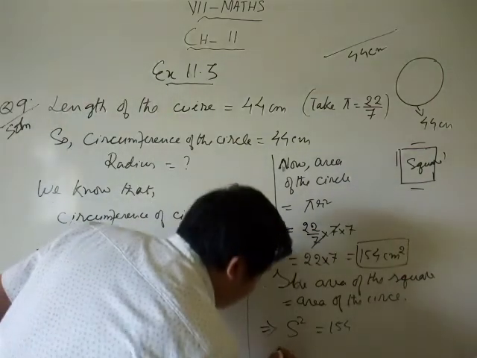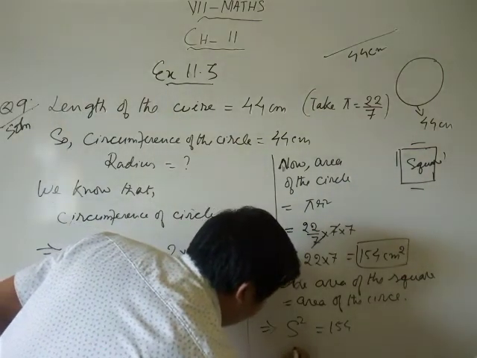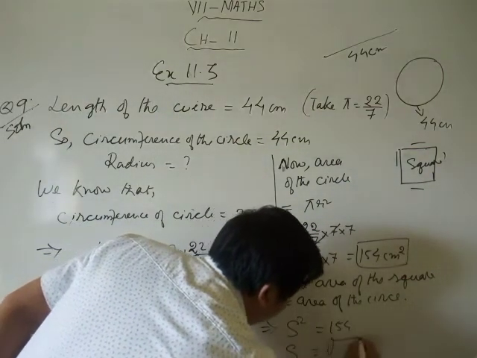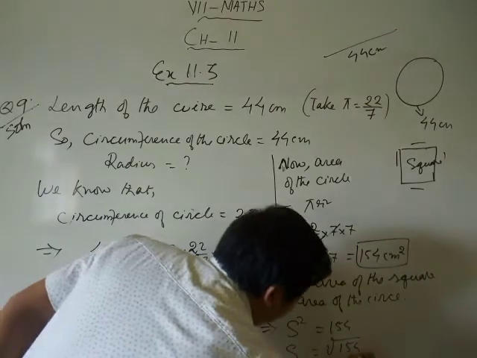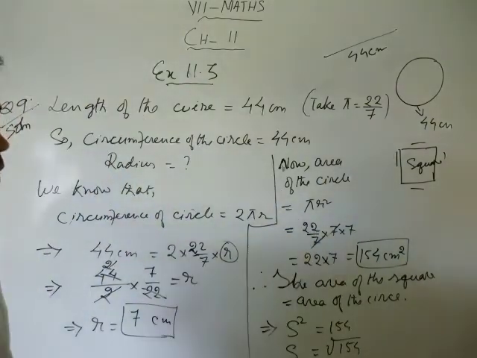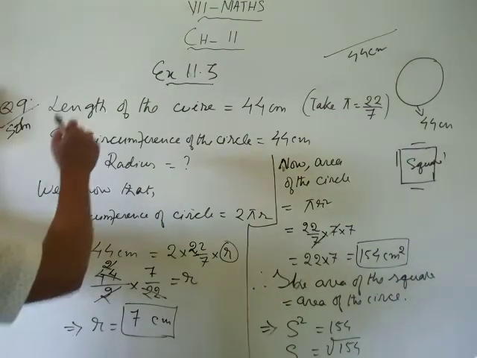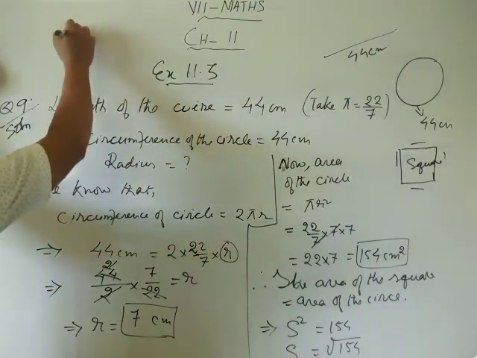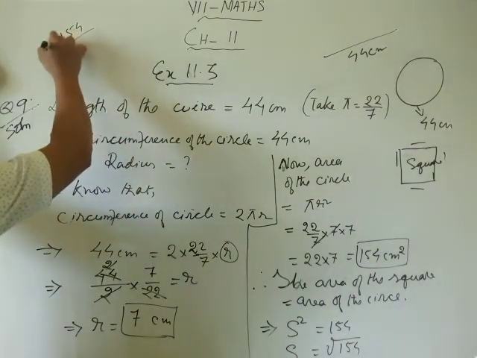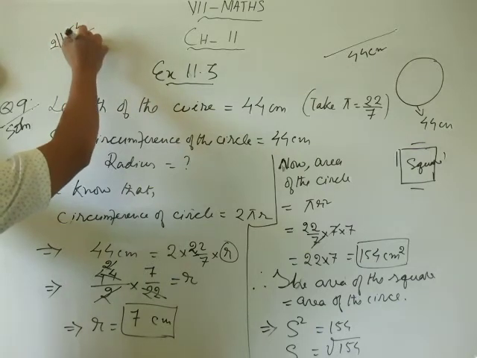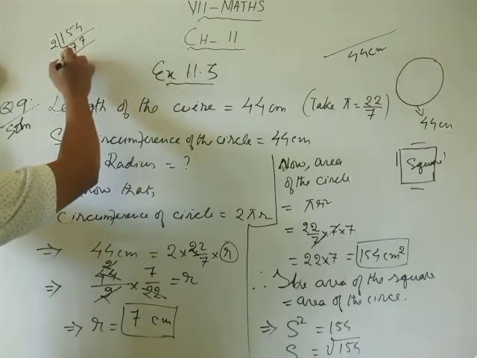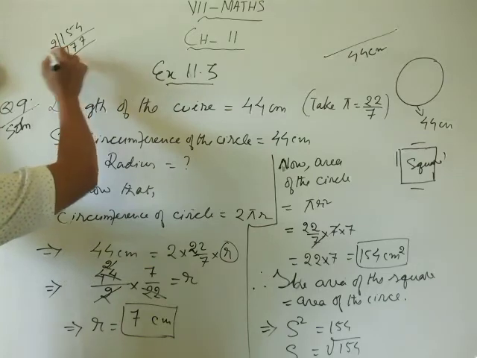So now, how much will the side be? So s is equal to root over 154. So we have to find the root of 154. How do we find the root of 154? Assuming here 154 divided by 2, 7. Isn't it? Then here, let us see.